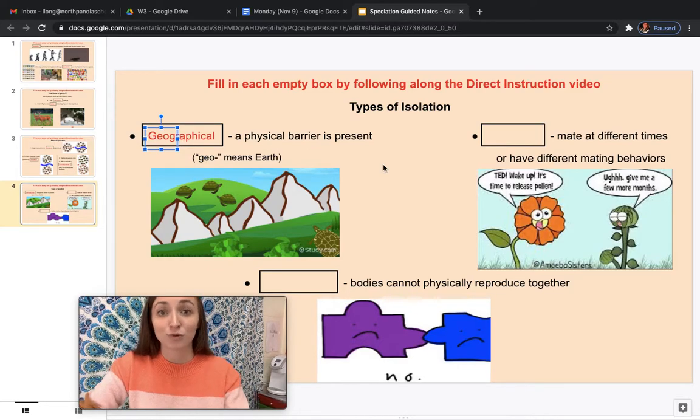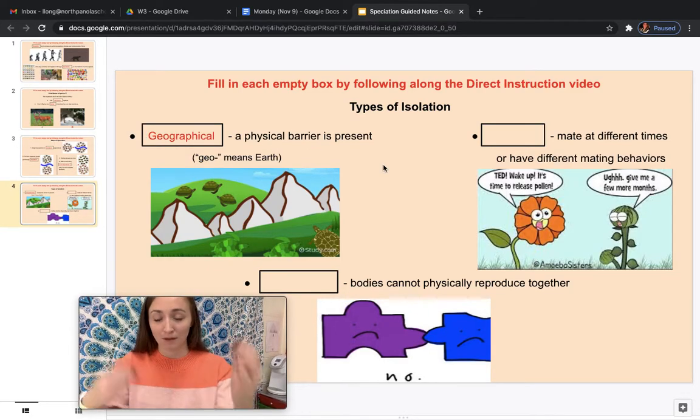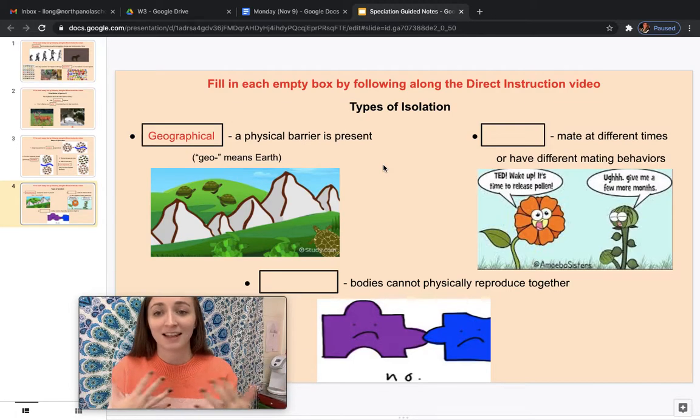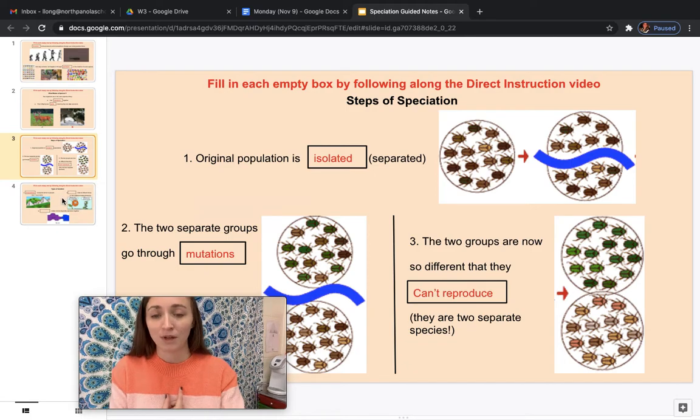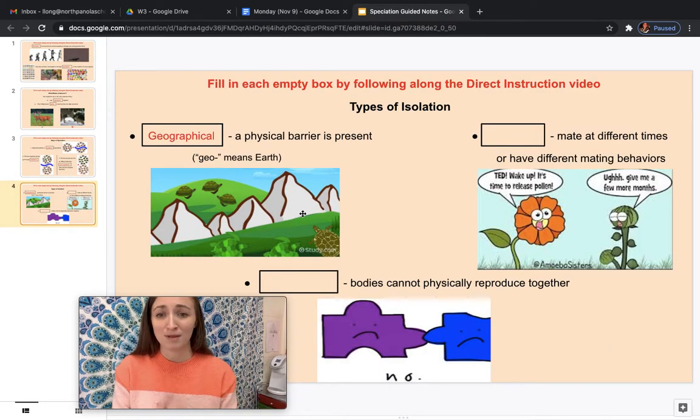So this is an actual physical barrier or something keeping the groups apart. That can be like the river in the beetle example. That can be in this example here. Maybe there's a giant mountain range, and if you're 2 little groups of turtles, you can't really climb a mountain because you're tiny. So that is going to keep them separated. That would be a geographical isolation. It's something in the earth that's keeping them apart.